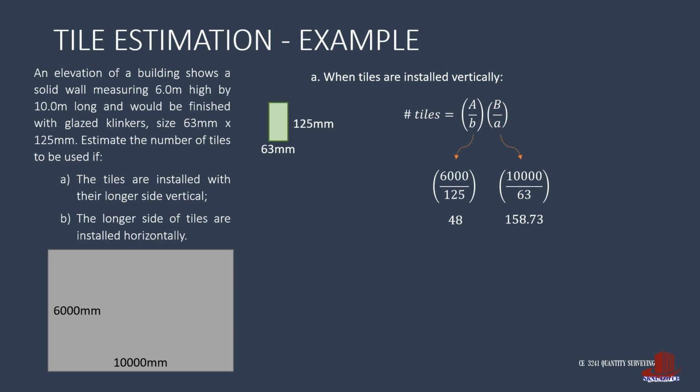158.73. Since the second factor has a decimal, this will have to undergo the condition, which should be rounded up to 1, making capital B over small a as 159. If we also add the 3% wastage allowance, the number of tiles is then computed as 1.03 times 48 times 159, resulting to 7,860.86, or that is 7,861 pieces.